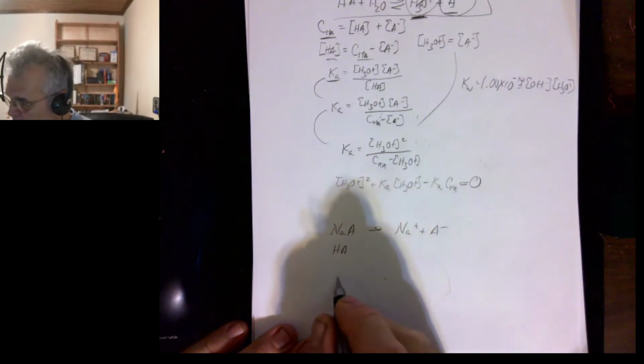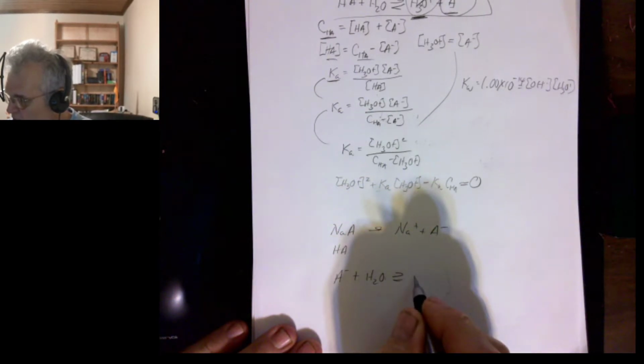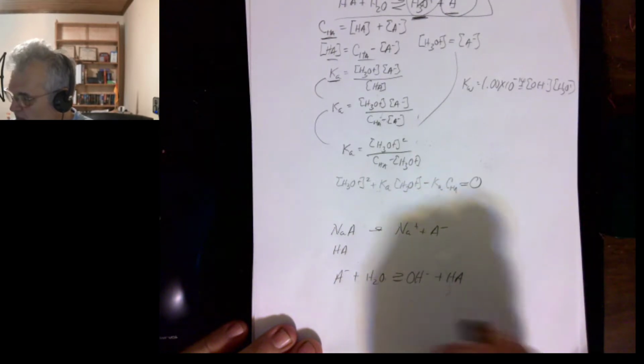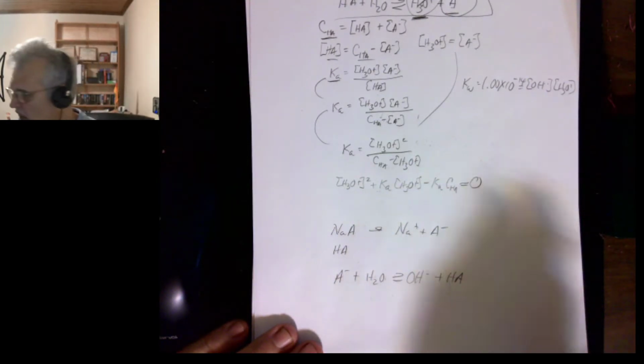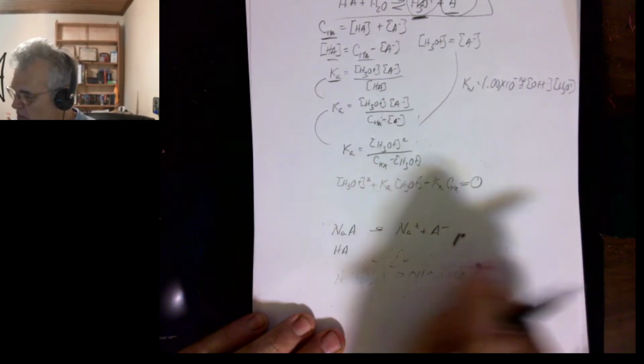Okay, well, that's exactly the same situation I had up there. So my A minus plus H2O would go to give me OH minus plus HA. Now that's the base reaction. We're not looking really at the base reaction. We're looking at the forward and reverse reaction possibilities.